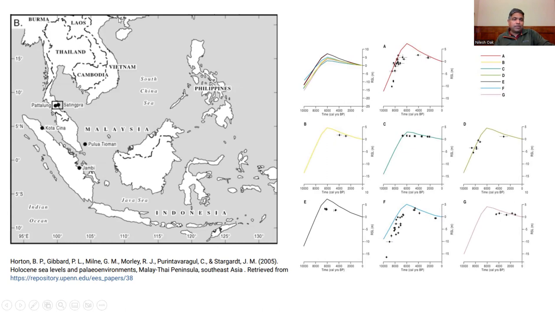We saw the evidence for Red River here. We looked at some of the evidence from the Sundaland that is here. This was all land at a certain point. And this is Malaysia here. This is Singapore. So we are going to look at this Malay-Thai Peninsula, this area now.